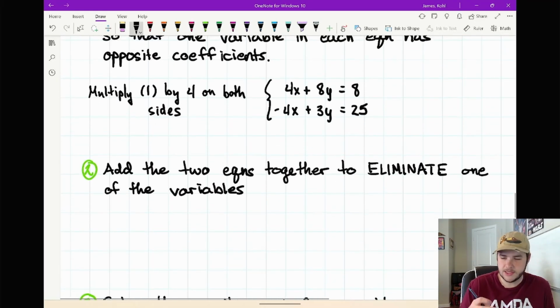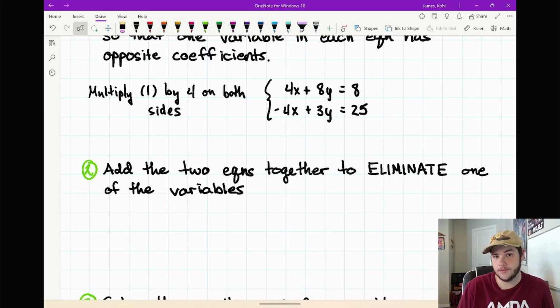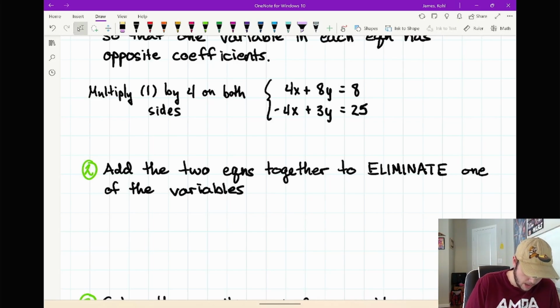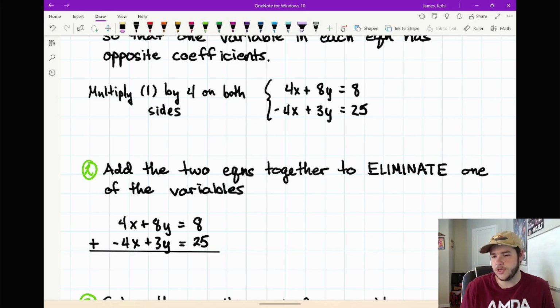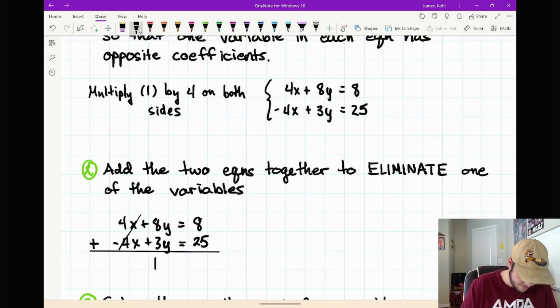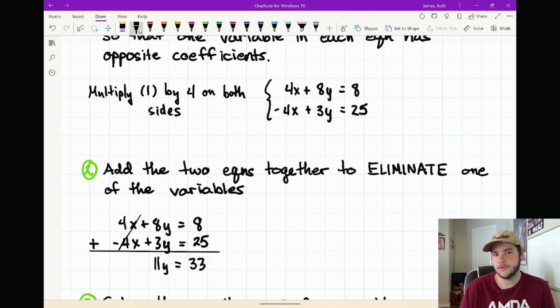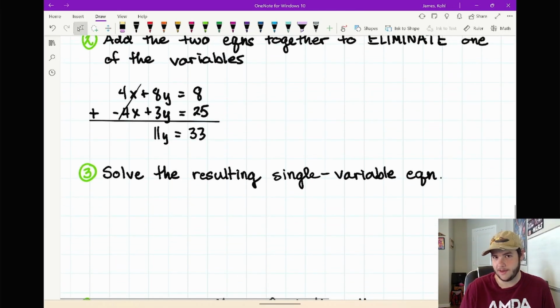Step 2 is to add these equations together. So I take 4x plus 8y equals 8, and I add that equation to negative 4x plus 3y equals 25. And now this is where the magic happens. Notice that by carefully multiplying by 4, I can now eliminate the x's from my equation. And I'm left over with a single variable equation. The next step would be to solve that equation.